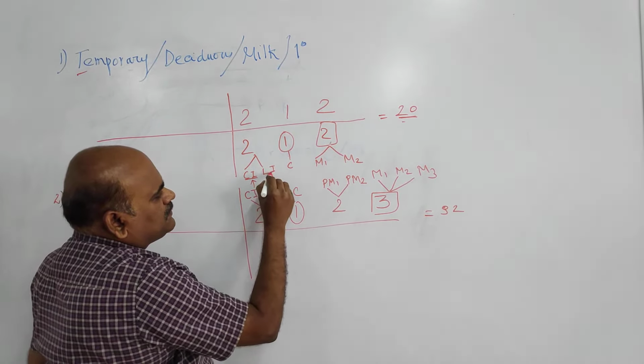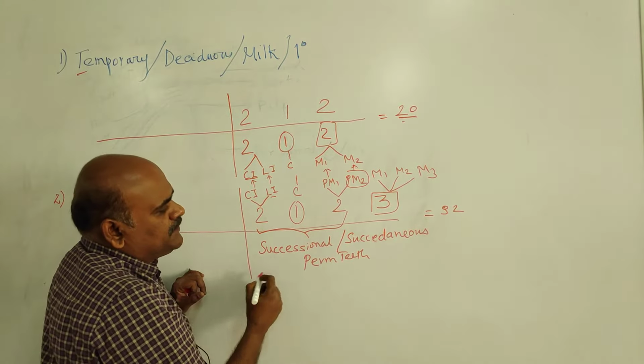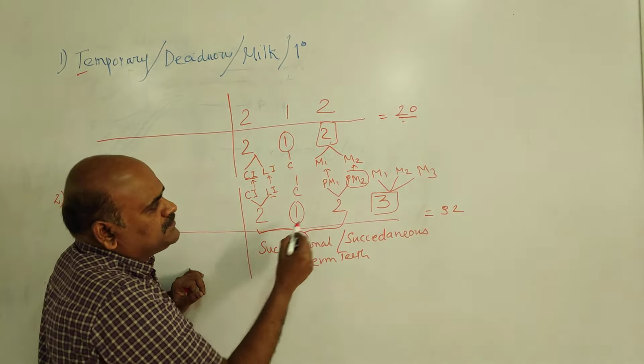Since the temporary teeth are being succeeded by the permanent teeth, these permanent teeth, except the molars, are called successional permanent teeth, sometimes called succedaneous permanent teeth. So what are successional teeth? Those teeth which erupt by replacing their corresponding deciduous predecessors. That is, all the teeth except the permanent molars are called successional permanent teeth. They are 20 in number, similar to temporary dentition.